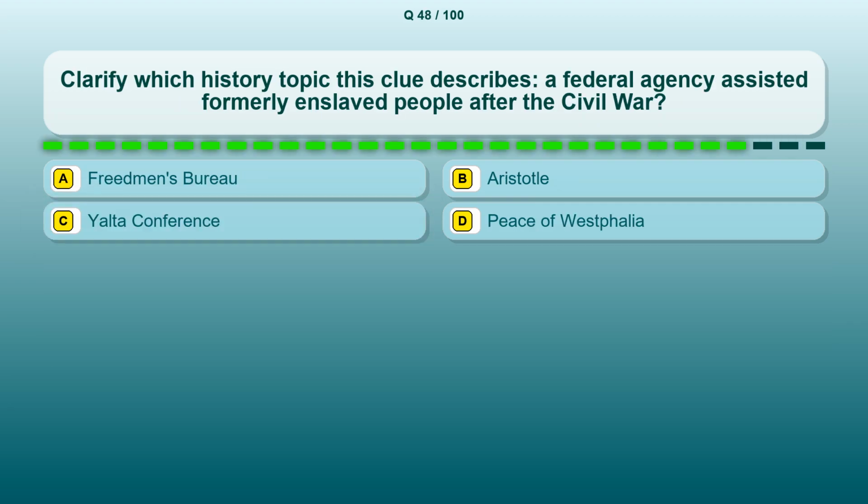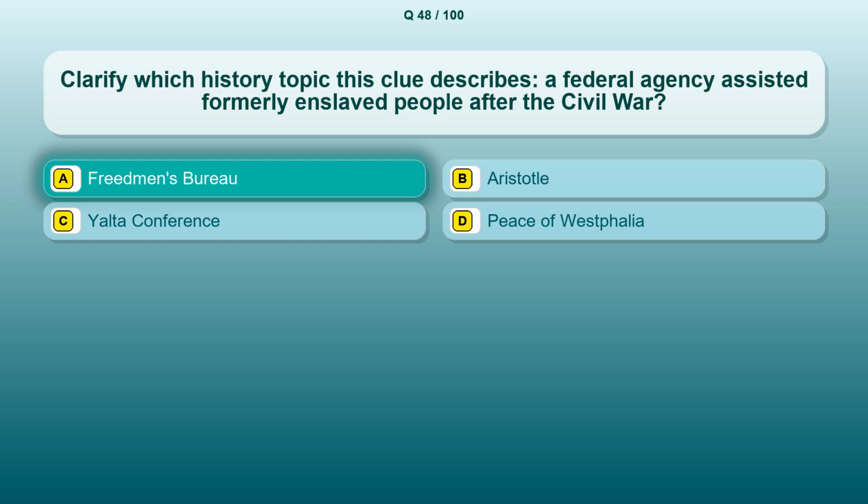Question 48. Clarify which history topic this clue describes. A federal agency assisted formerly enslaved people after the Civil War. Option A, Freedmen's Bureau. Option B, Aristotle. Option C, Yalta Conference. Option D, Peace of Westphalia.